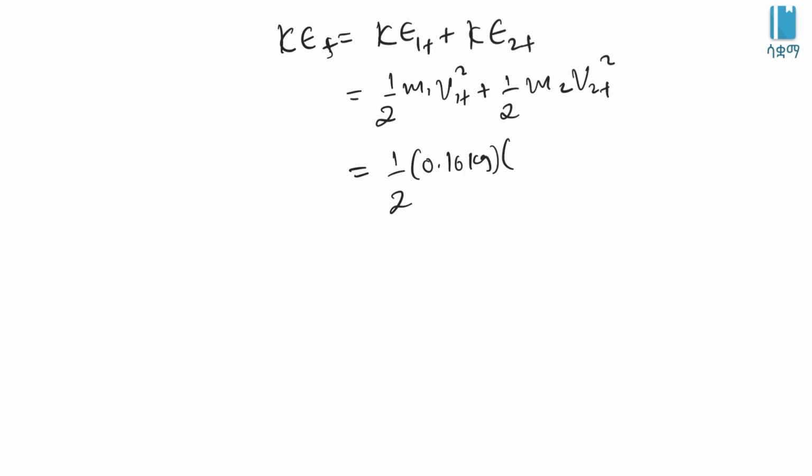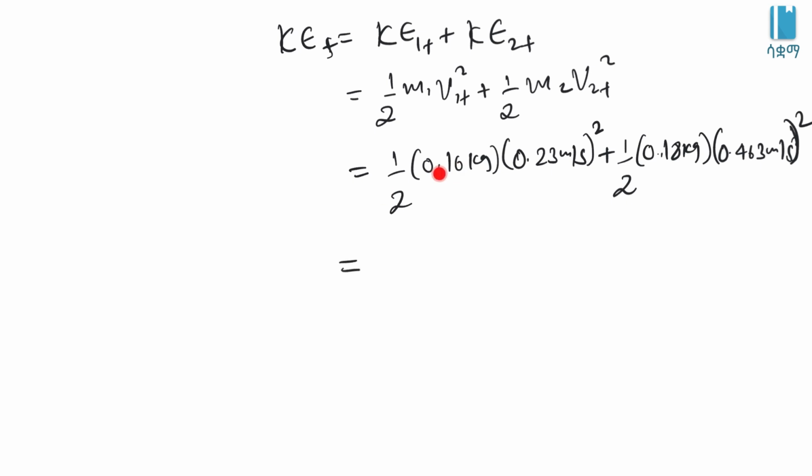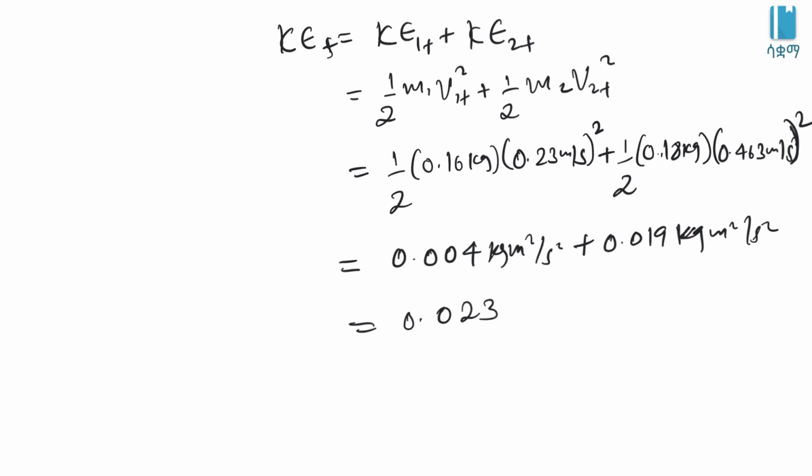So this would be 1 over 2 times 0.16 kilogram times 0.23 meter per second, where you take just the magnitude of the velocity and square it, plus 1 over 2 times m2, which is 0.18 kilogram, times 0.463 meter per second, the whole squared. Simplifying, the first term is 0.5 times 0.16 times 0.23 squared, which gives approximately 0.004 kilogram meter squared per second squared, plus 0.019 kilogram meter squared per second squared, which equals 0.023. So this is the final kinetic energy.